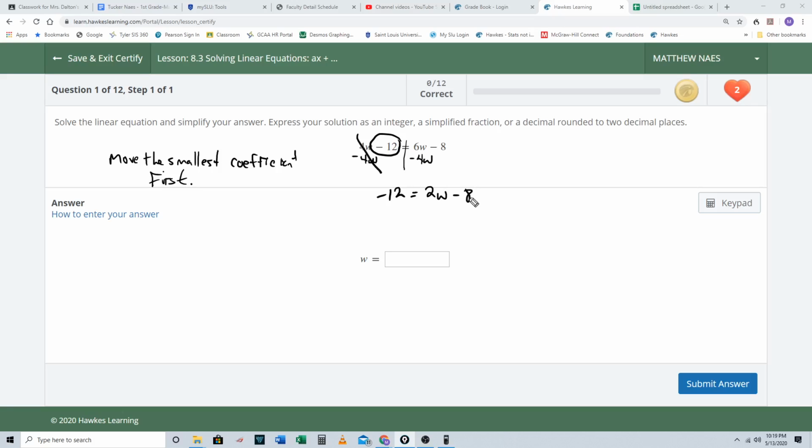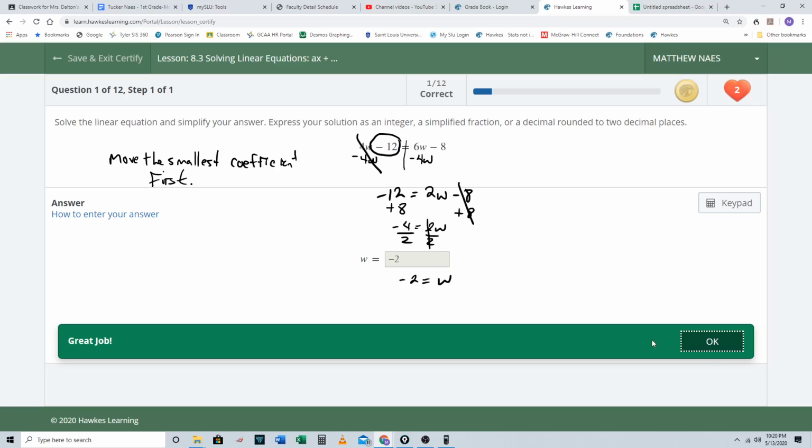Now this is similar to what we did last class, which is now I need to get the variable by itself, so I get rid of the constant. Again, because it's minus, we do the opposite, which is add. We add 8, and we get negative 4 is equal to 2w. And the last thing we do is divide by the coefficient. So divide both sides by 2. Whatever the coefficient is, that's what we divide by. So we get negative 4 over 2, negative 2. So the answer is negative 2.